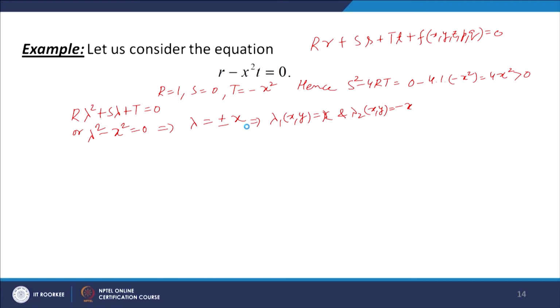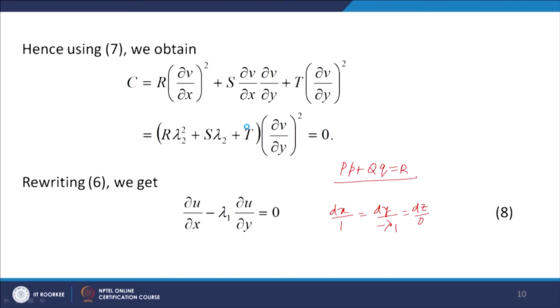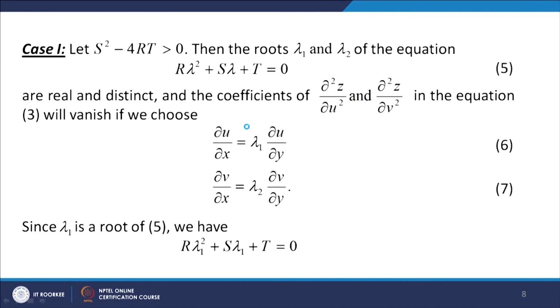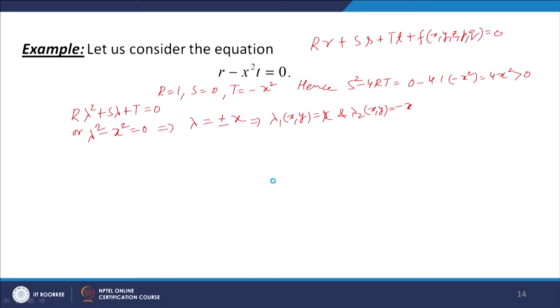Now, let us consider the two equations. We write these two equations: u x equal to lambda 1 u y, and v x equal to lambda 2 v y. We choose u and v such that u x equal to lambda 1 times u y and v x equal to lambda 2 v y.